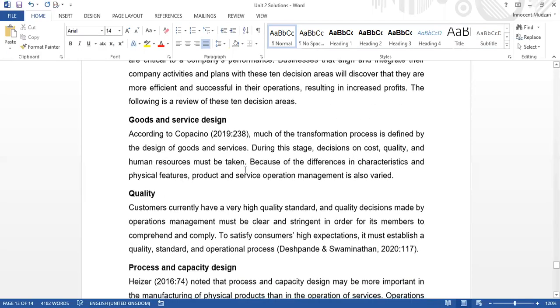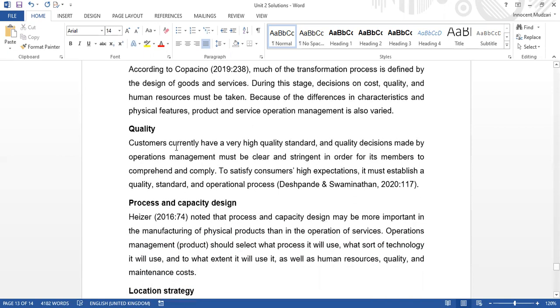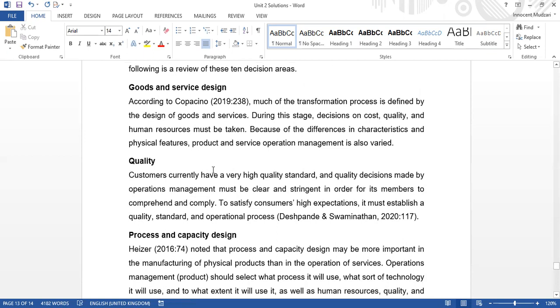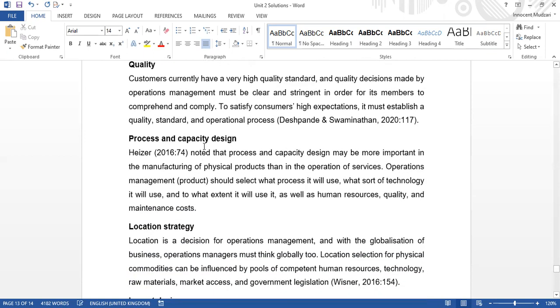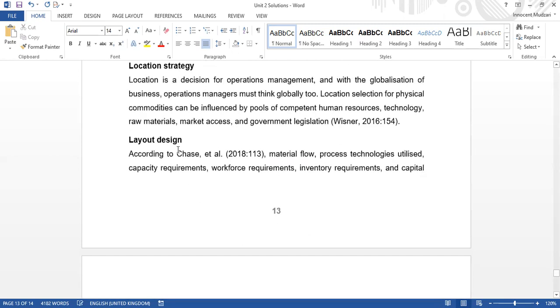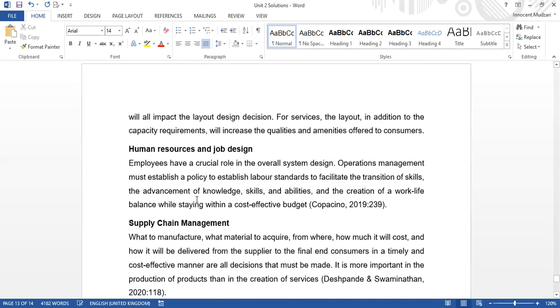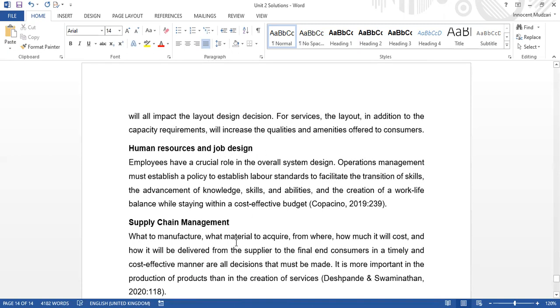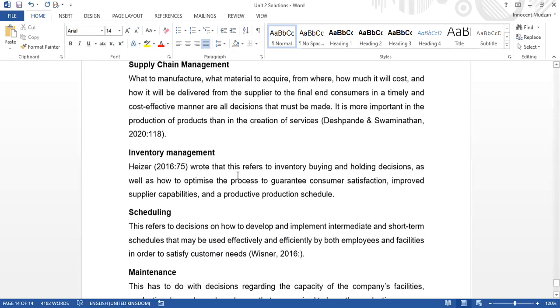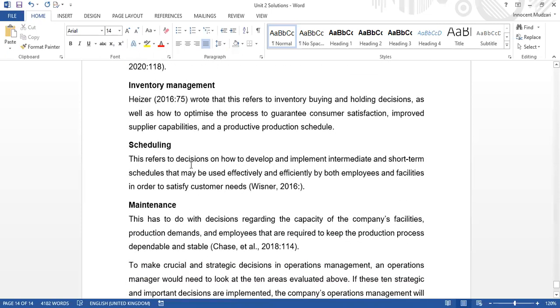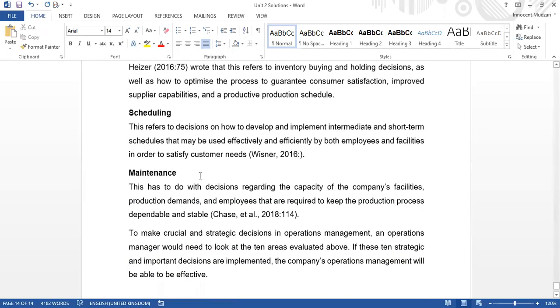We have goods and service design, it's on page 38 in our study guide. We have quality. We also have to consider quality. And then we have process and capacity design. Third one, location strategy. We have the layout design. We have human resources and job design. We have supply chain management, inventory management. We have scheduling. We have maintenance.